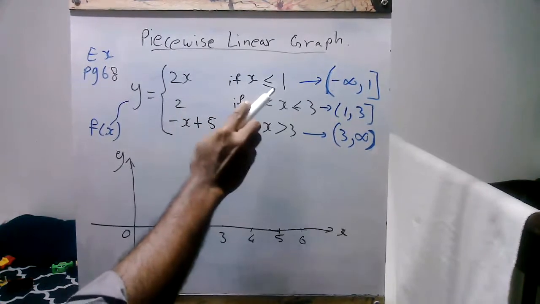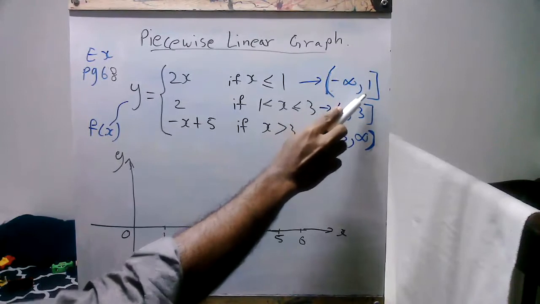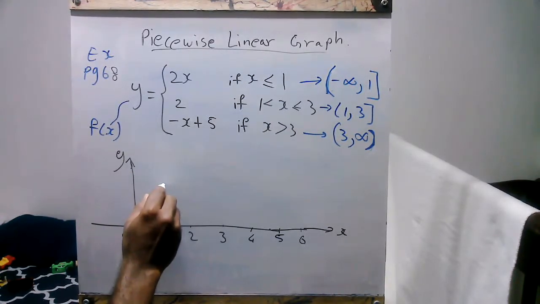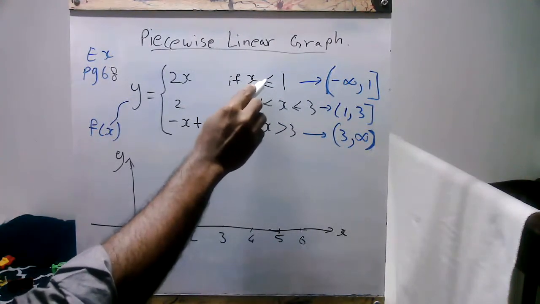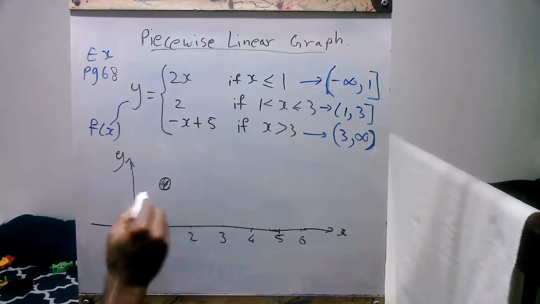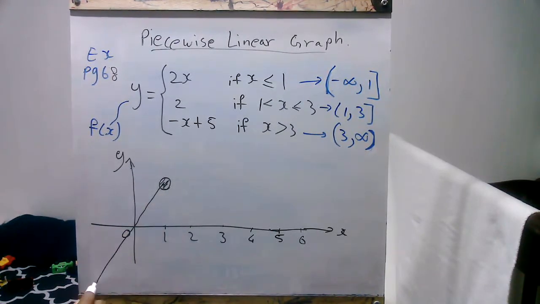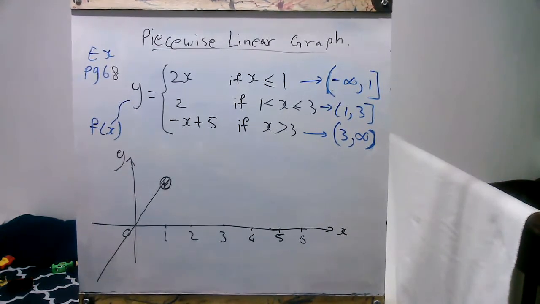Before we draw, we have to find out the value of this when x equals 1. When x equals 1, it is 2. So that point is included because this says x less than or equal to 1. It should come to this point. Right after that, next piece I'm gonna draw with a different color.